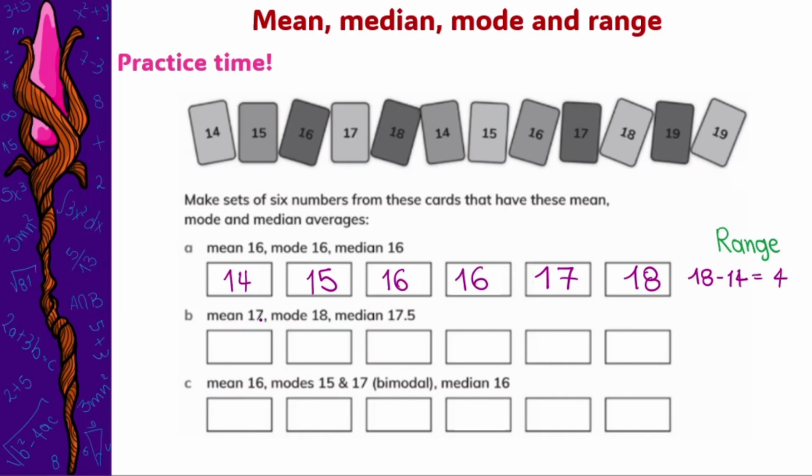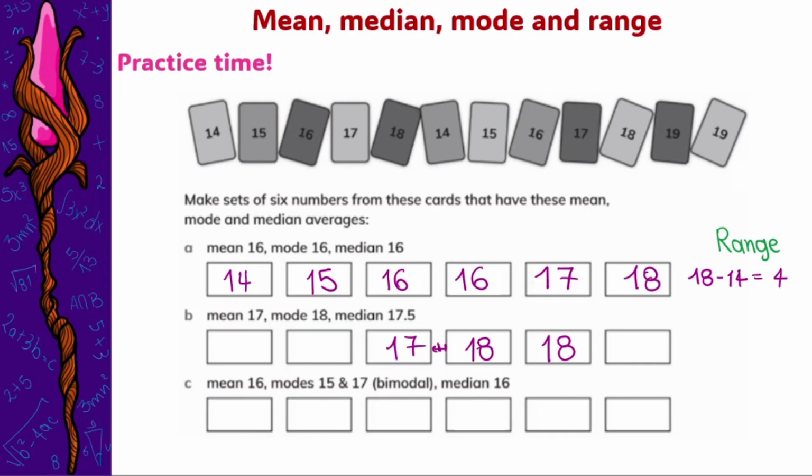Let's see, in this case the mean has to be 17, the mode 18, and the median 17.5. For the median to be 17.5, we could do 17 and 18, because 17.5 is right in the middle of those two numbers. So the median would be right in the middle of these two. Now it says that the mode should be 18, so we should have at least another 18 here. And now we need to worry about the mean.